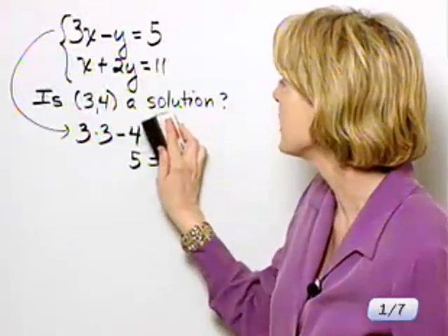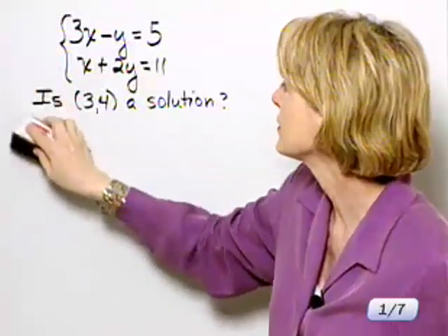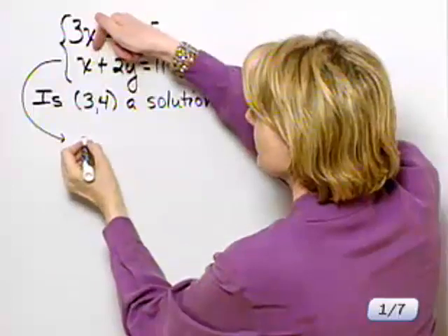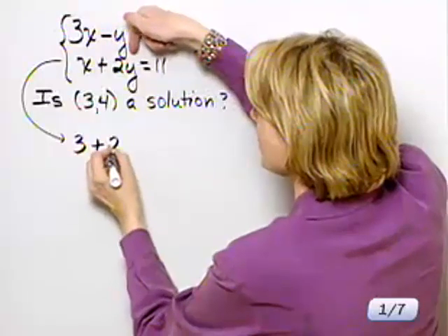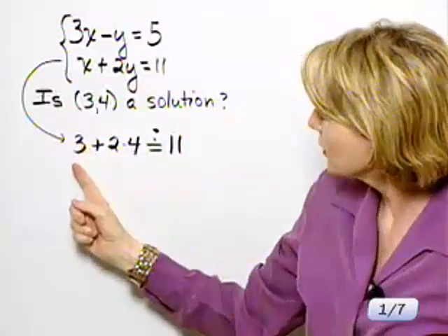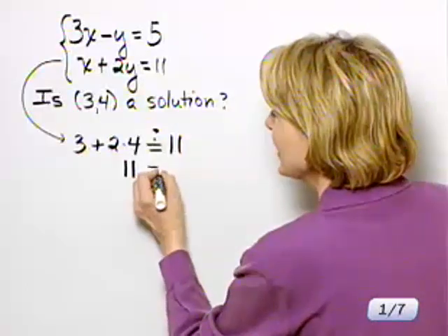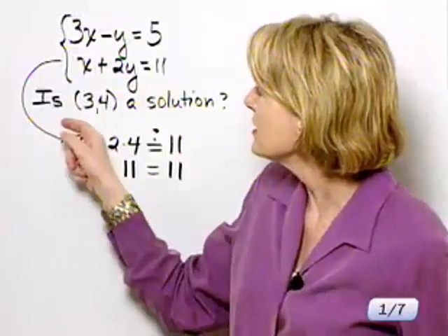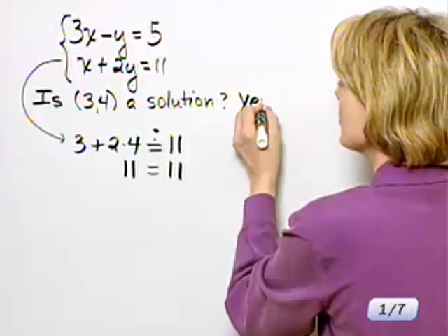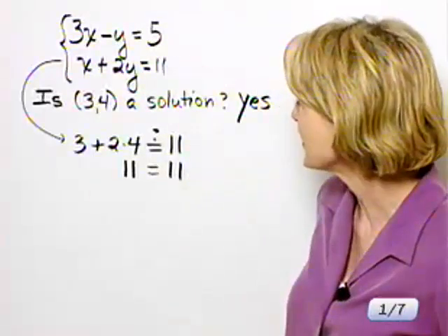Now, is it also a solution of the second equation in the system? Well, let's see. Let's now check the second equation. If x is 3 and y is 4, is this true or false? Well, that's 3 plus 2 times 4 is 8. 3 plus 8 is 11. 11 does equal 11. So is this a solution of the system? The answer is yes, because it's a solution of this equation and also a solution of this equation.